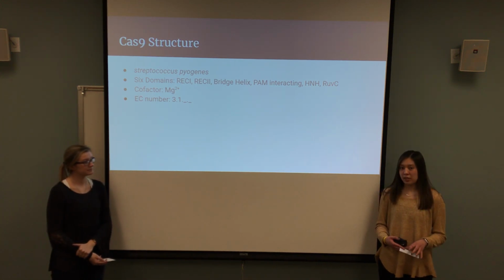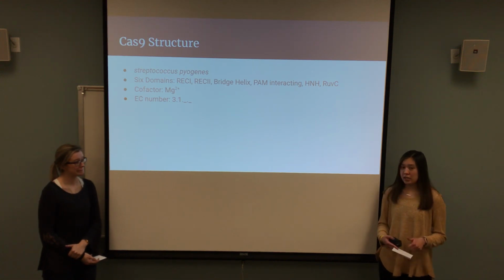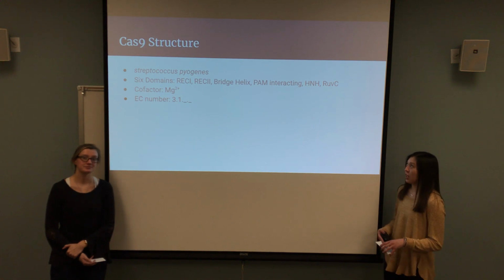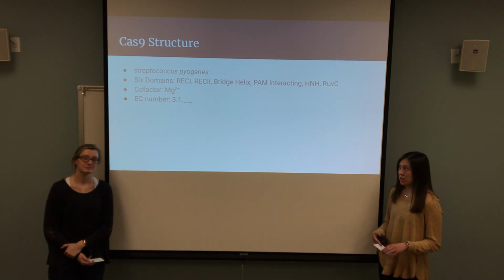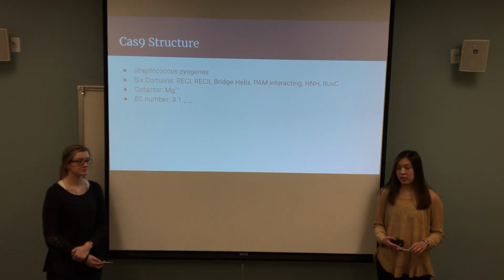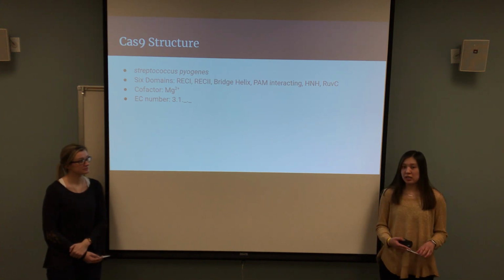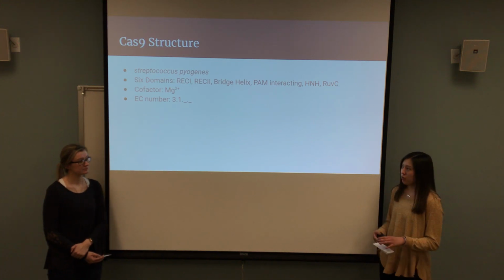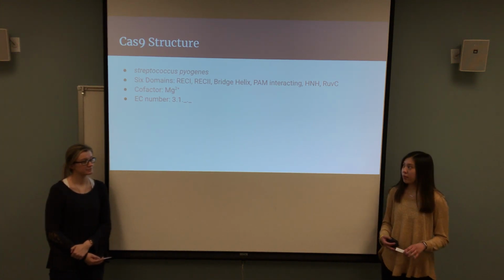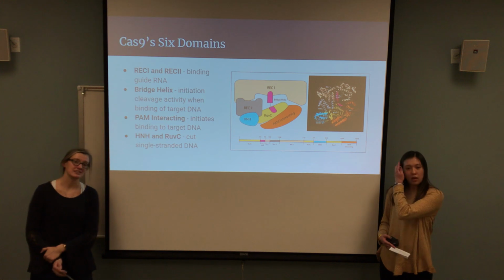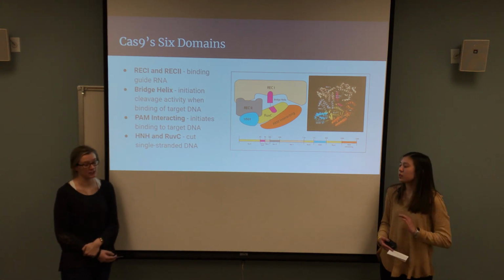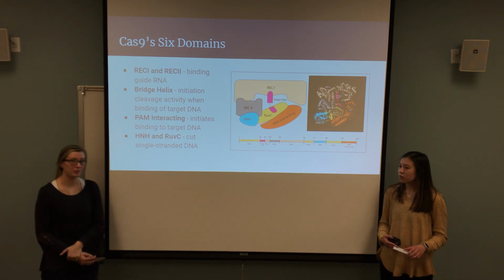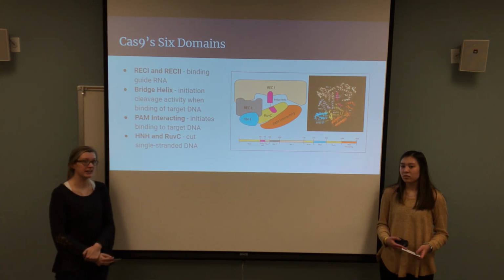Cas9 has 6 different domains: the REC1, REC2, bridge helix, PAM interacting, HNH, and RuvC. Cas9 also utilizes a cofactor of magnesium 2+, and Cas9 belongs to the enzyme class of hydrolase, which is shown by the enzyme commission number. Each of the 6 domains in the Cas9 enzyme has a specific function. The first 2, REC1 and REC2, are responsible for binding the enzyme to the guide RNA strand.